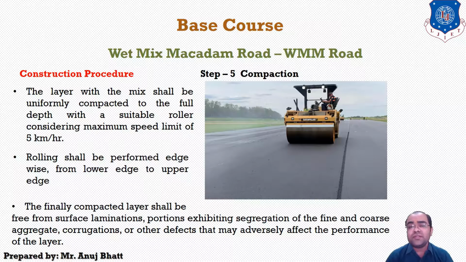In portions having unidirectional crossfall, the rolling shall commence from the lower edge and proceed to the upper edge. Thereafter, the roller should progress parallel to the center line of the road, uniformly overlapping each preceding track by at least 1/3 width until the entire surface has been rolled.